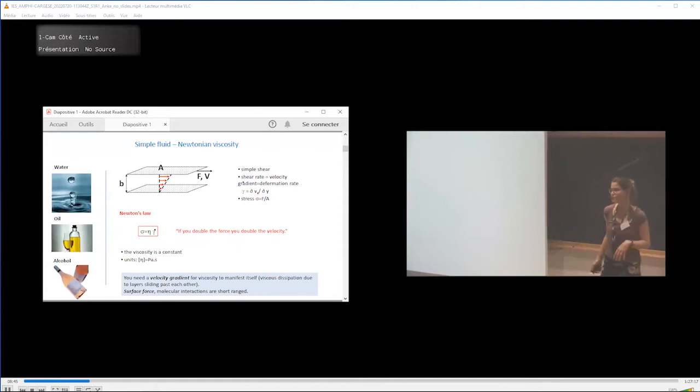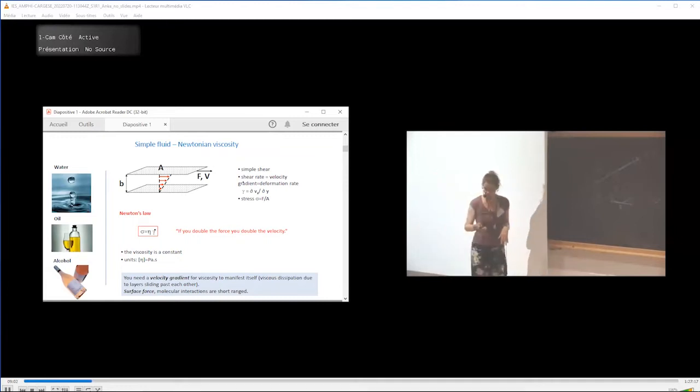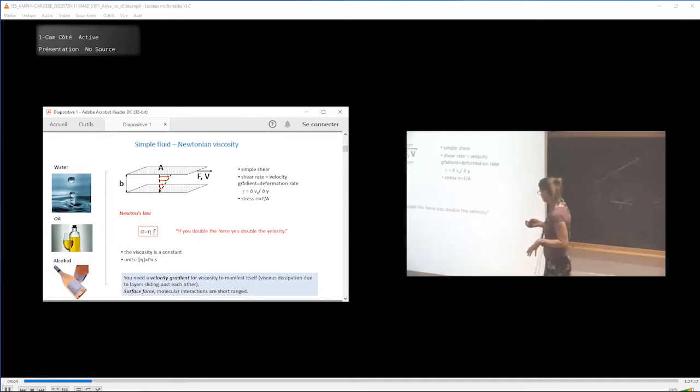So let me first introduce what you've heard quite a lot of times already now, what is considered a Newtonian shear viscosity. And here we talk about simple fluids. Simple fluids are, for example, water, oil, alcohol, most of the solvents that you can use. And the definition of the viscosity, you've seen this several times.